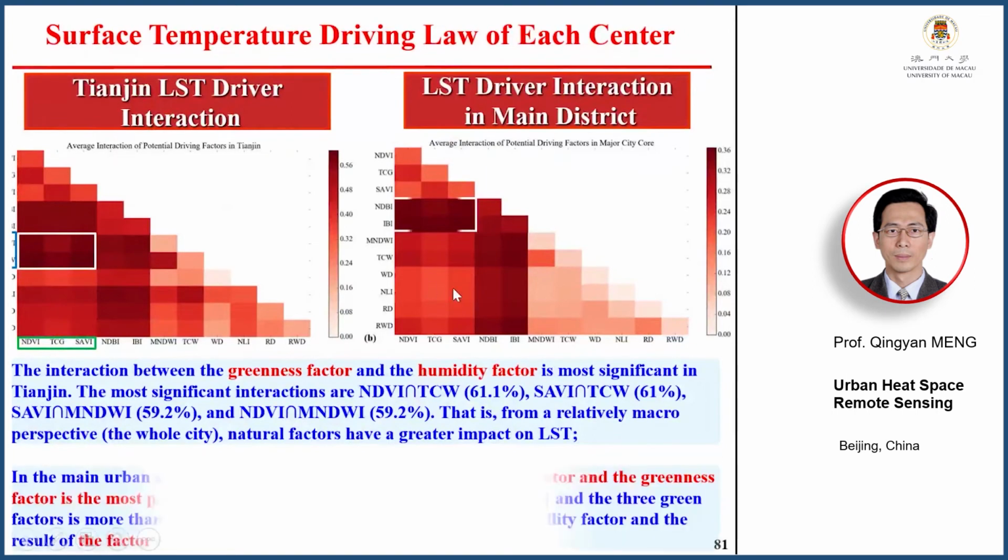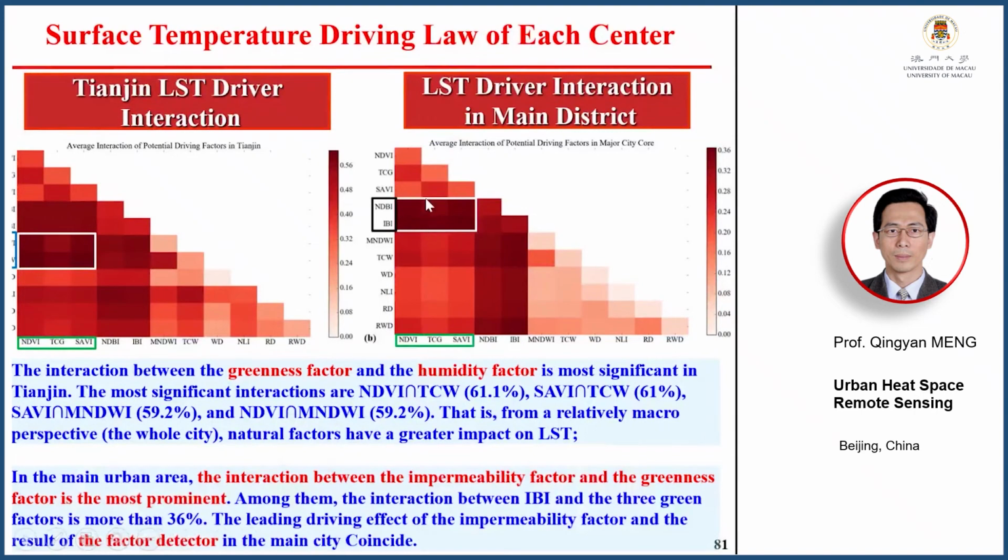on the LST, whereas in the main district, the interaction between the impervious factors and the greenness factors is the most prominent. Among them, the interaction between the IBI and the 3 green factors is over 36%, and the leading driving effect of the impervious factors is consistent with the result of the factor detector in the main city.